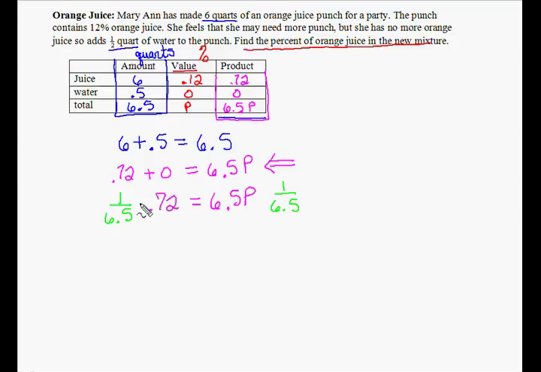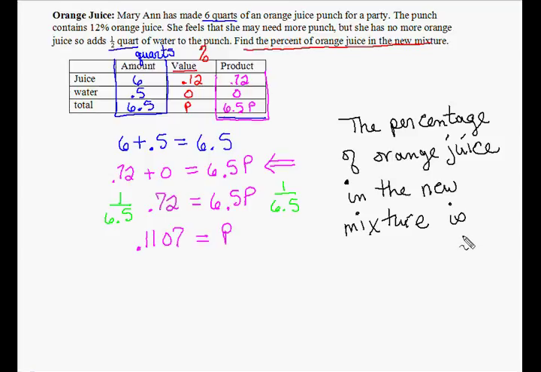0.72 times 1 over 6.5 is 0.1107, which is equal to p. So if we were going to round that off, we would say that the percentage of orange juice in the new mixture is 11%.